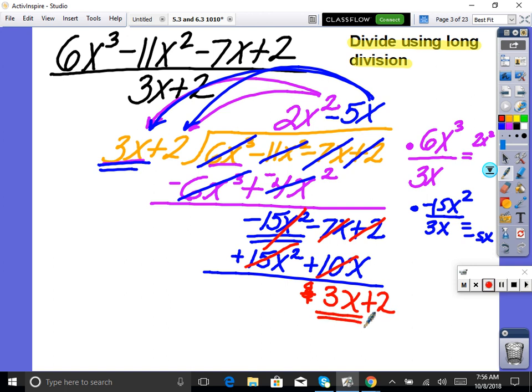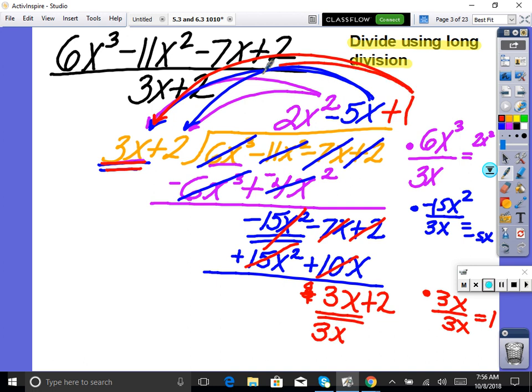Now we divide our leading terms. Bullet point. 3x divided by 3x is positive 1. So we have a plus 1. Just around again. Positive 1, multiply it down, is 3x. Positive 1 times positive 2 is positive 2. Then we change the sign, add straight down. 0, 0. So our remainder is 0. So we're done. That's our answer.